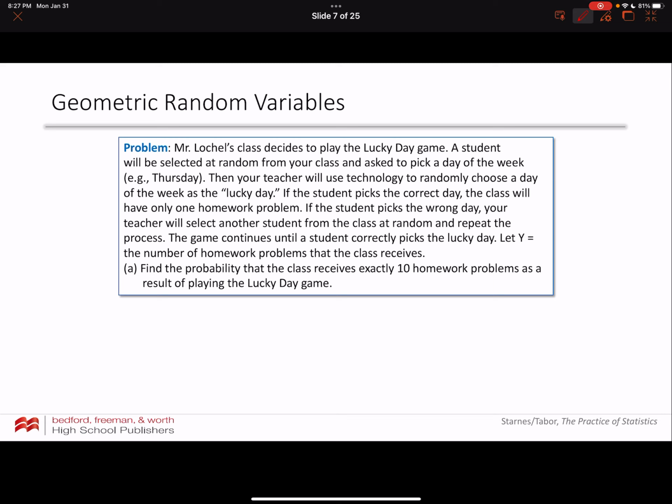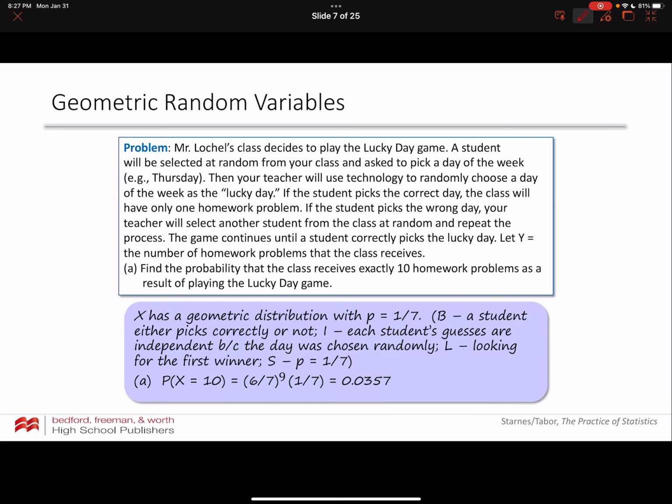So remember, we can't ever use any of these formulas that we just talked about until we first establish that this is a geometric setting. So we have to say that X is geometric. I'm sorry, this should say Y because we defined it to be Y. So Y is geometric because it's binary. A student either picks correctly or not, right?